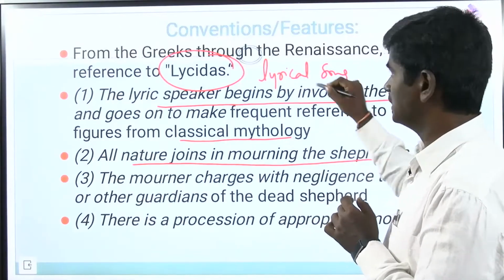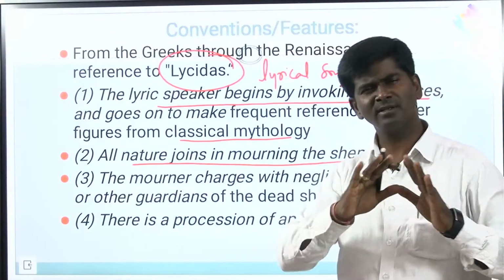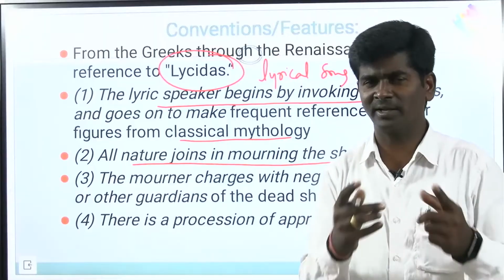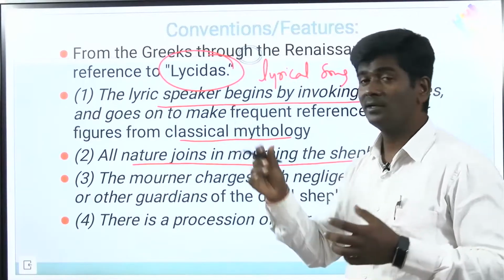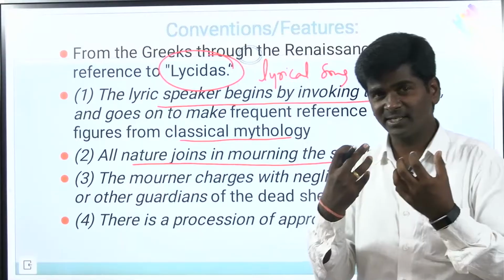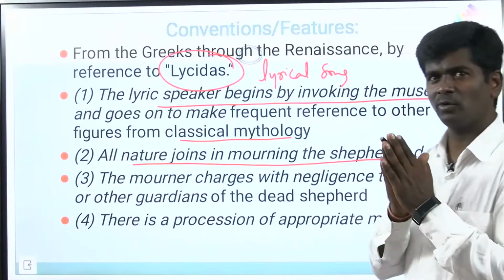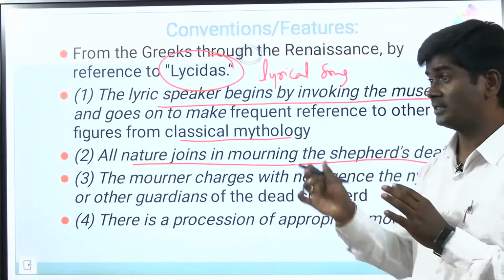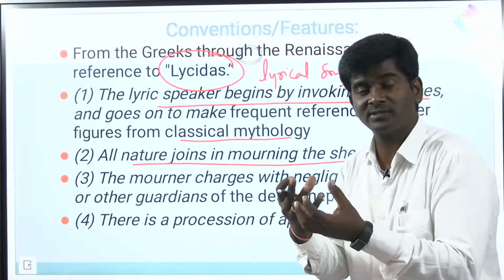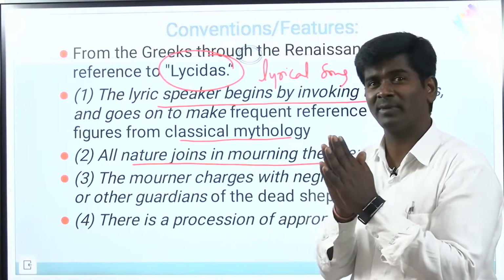Already I told you. So an elegy is a lyrical song. This is usually sung by an individual. In that he begins his speech by invoking the muses. That is one. Second one will be in the process of his request to the Lord Almighty.